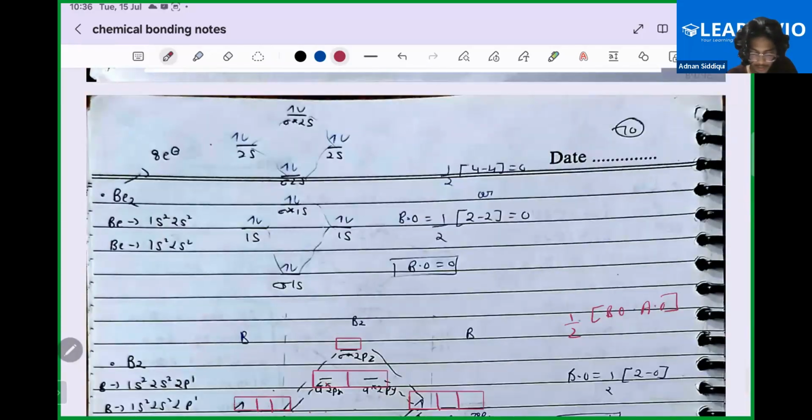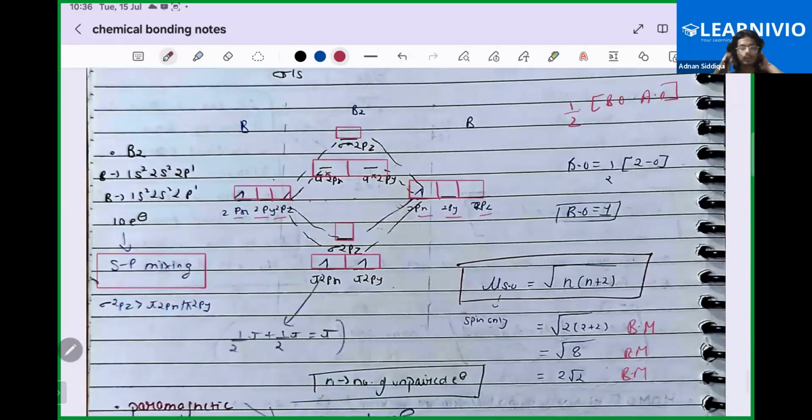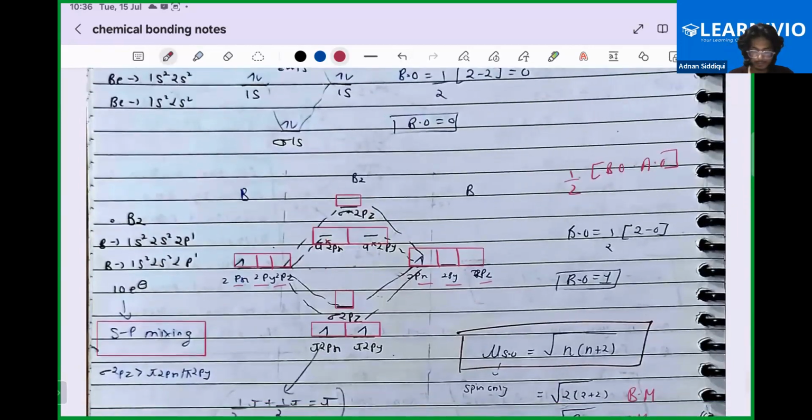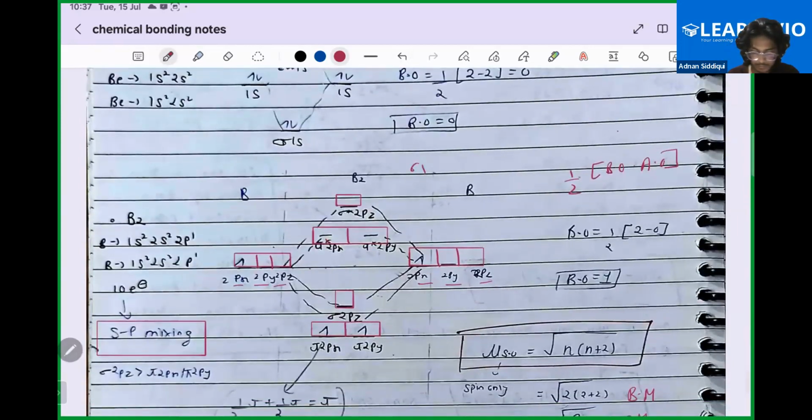You will write it like this. Sigma 1s2, sigma star 1s2, right? Which one is this? B2 molecule. Now your star one will also come.